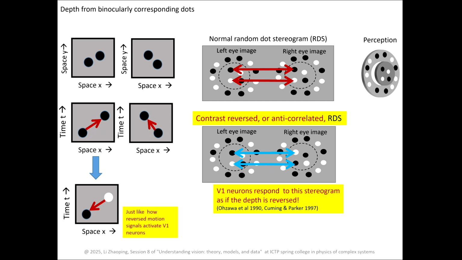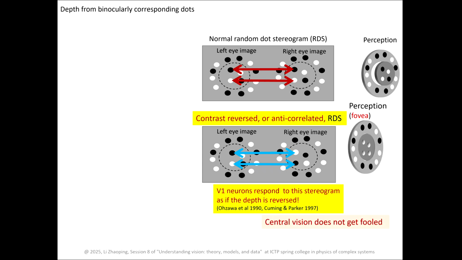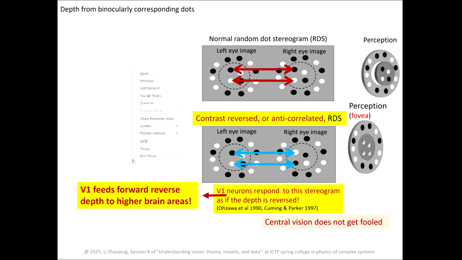Just like the reverse phi motion activates V1 neurons preferring the opposite motion direction. When human observers look at this stereogram by central vision, they see the disk as neither in front nor behind the surrounding ring, although V1 neurons send the reverse depth signals forward. Okay, so far so good. Any questions?